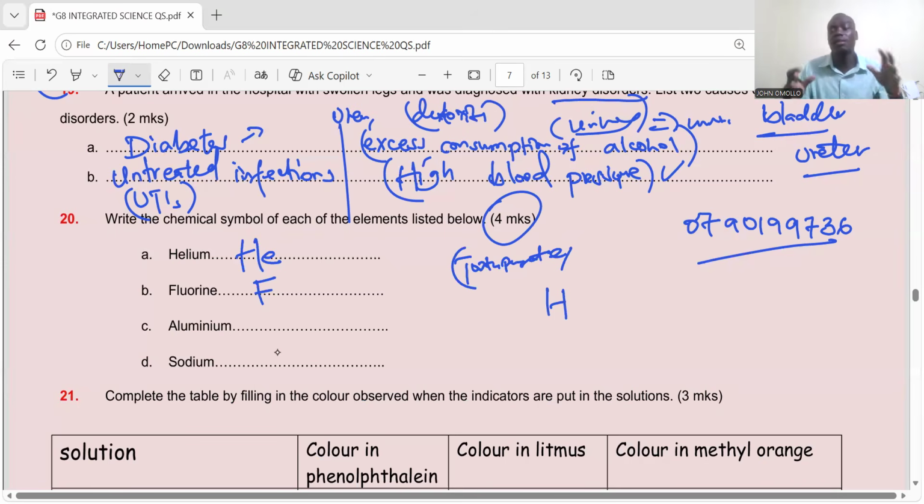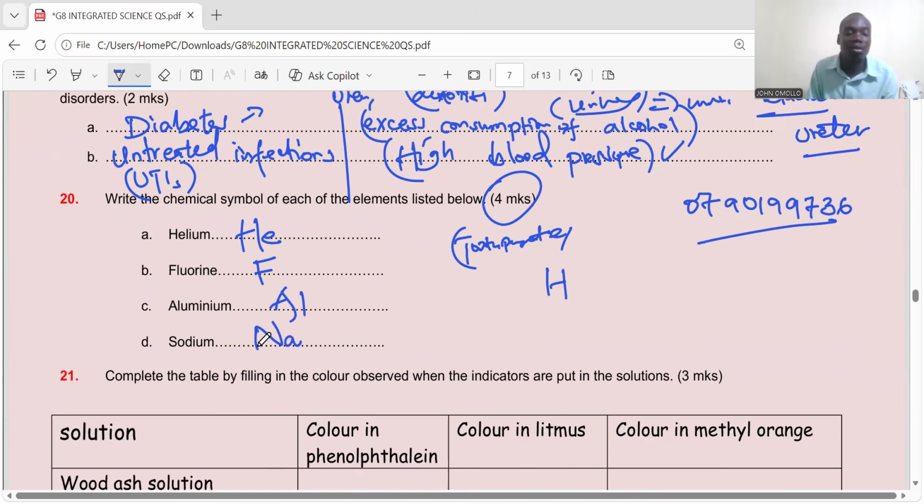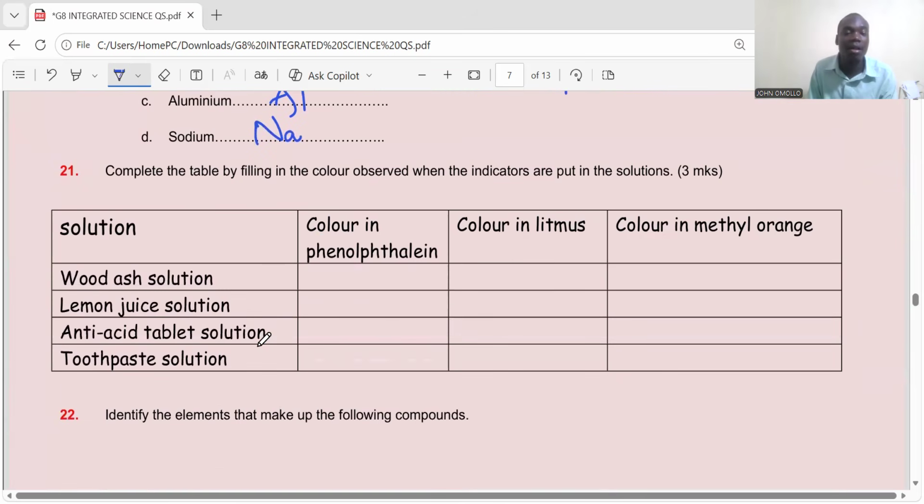All these elements are very, very important. Like helium in the balloon, it is also one of the fuels. So look at how important it is. When you come to aluminum, the symbol for aluminum is capital A, small l. Sodium is capital N, small a. Good. So you garner all the 4 marks. Let's move to number 21.